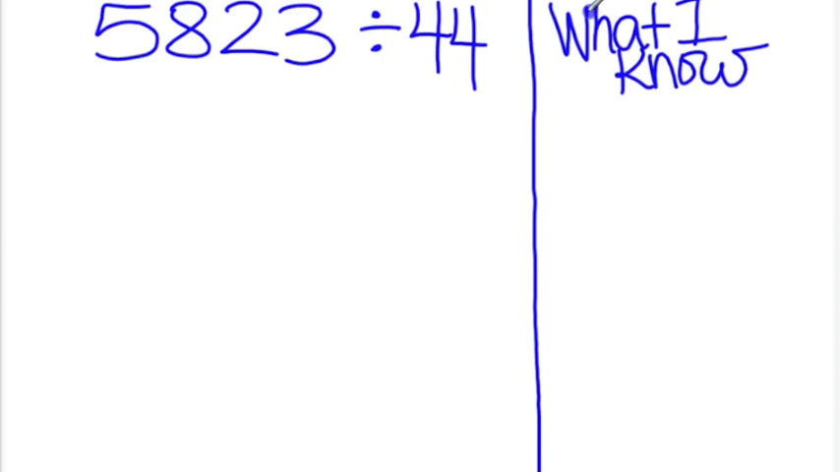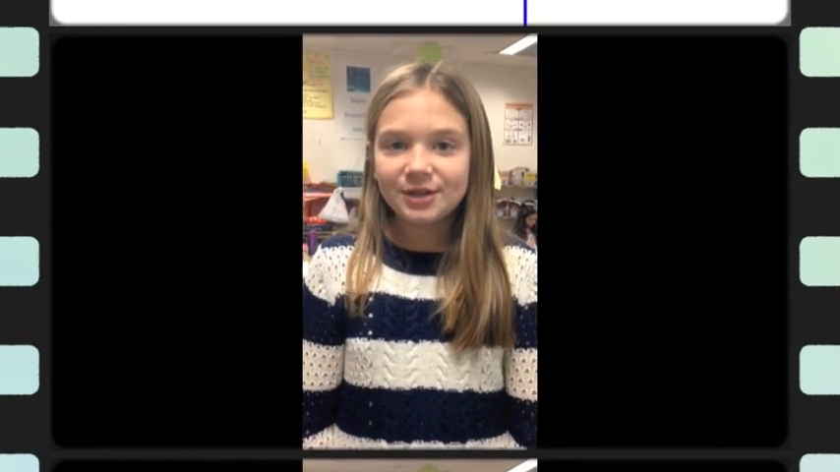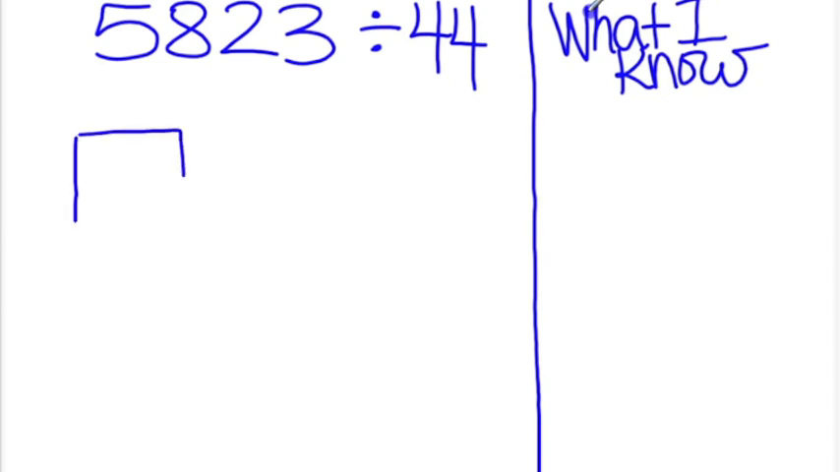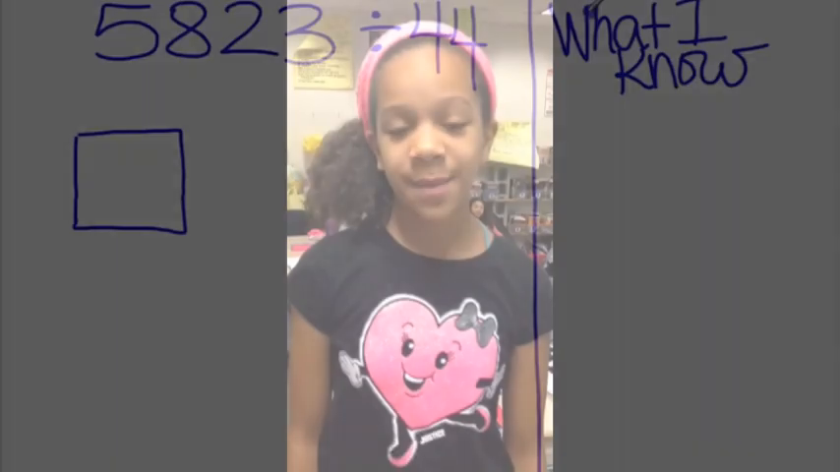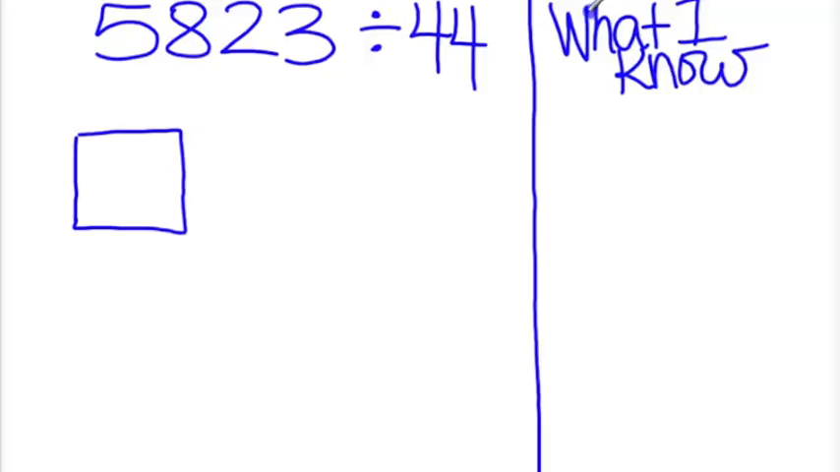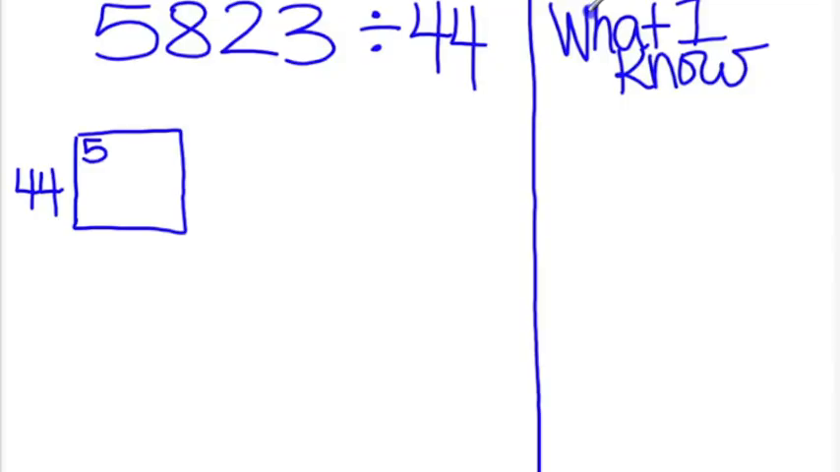First step is to set up your box. What do we want to put over on the left-hand side of the box, Haley? Step is to put the number you're dividing by on the outside of the box. 44. Good. And what about inside the box, Alexi? 5,823. Next step is to put the number you're dividing inside of the box.